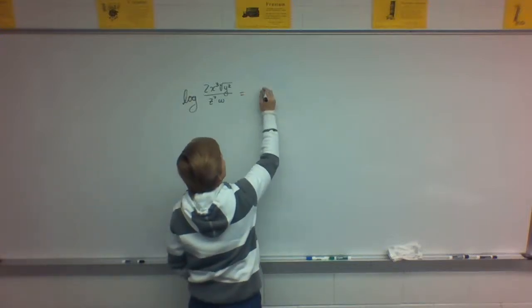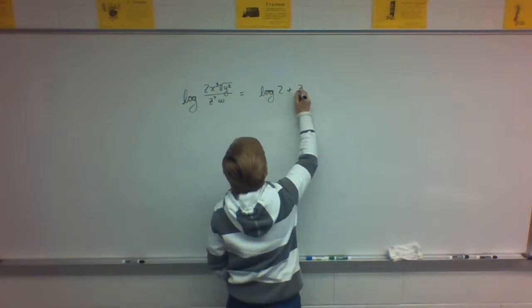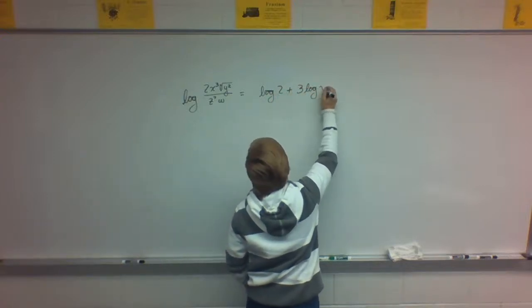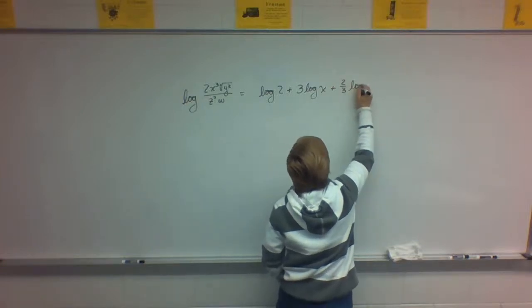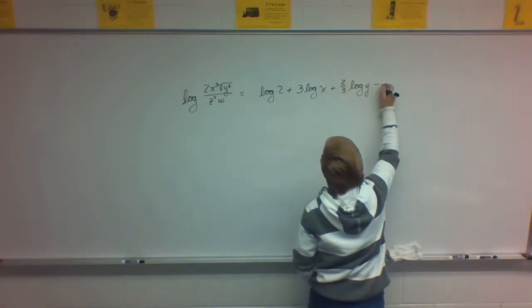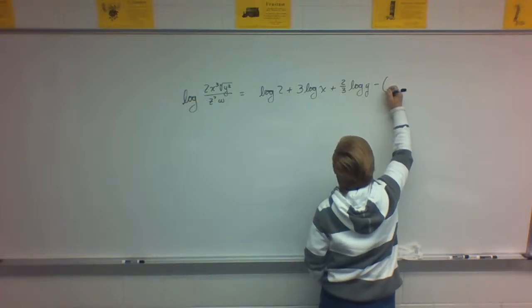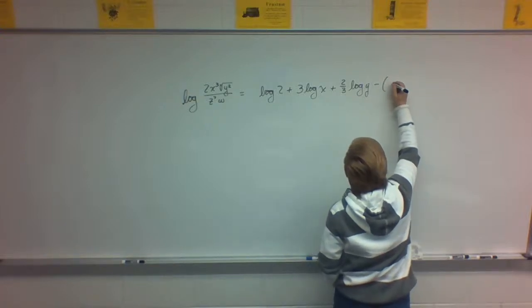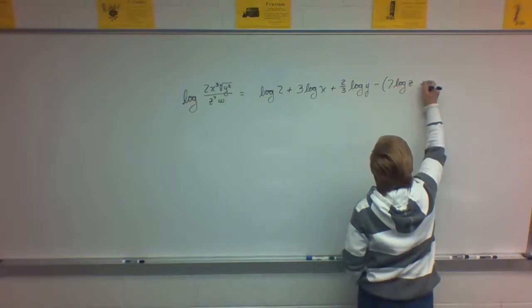So it's going to be the log of 2 plus 3 log of x plus 2/3 log of y minus, and for the first time I'm going to use parentheses, but after this you won't need parentheses, I'll show you, minus 7 log of z plus log w.